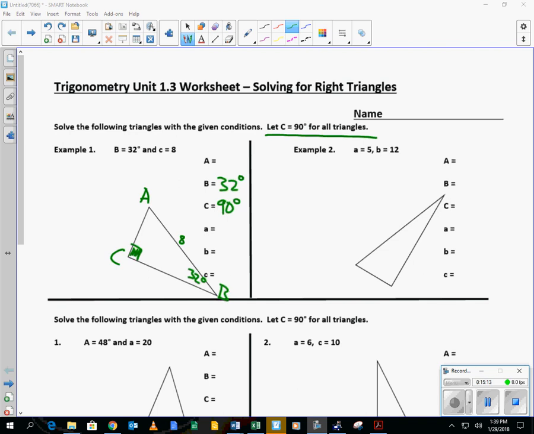This is angle B, so this is side B. This is angle A, so this is side A. I have my triangle labeled. I have 3 parts of it that I know. Angle B is 32, angle C is 90, kind of, but not 100%. Okay, here we go.